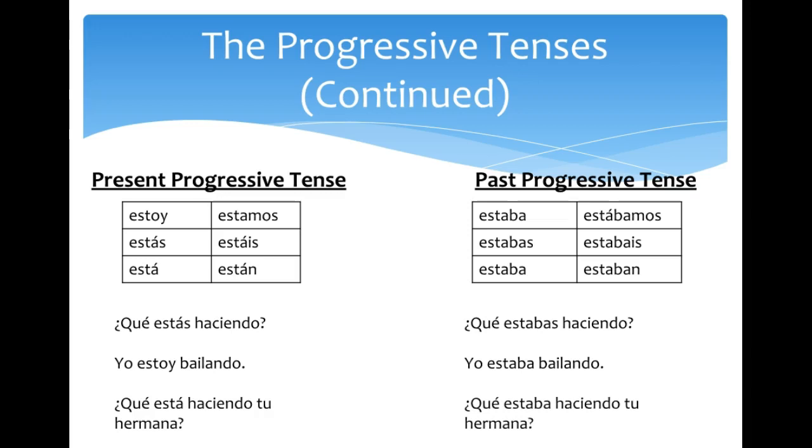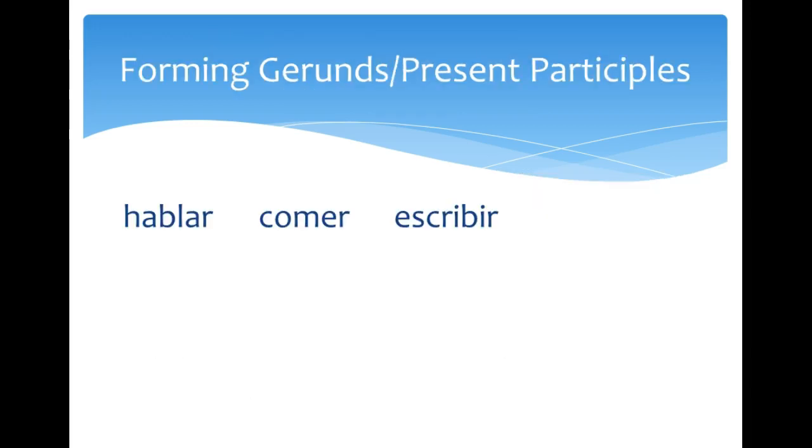Okay, so these should look somewhat familiar to you. You've been exposed to them. You've just never really learned how to master them. So that's what we're going to work on today. In order to form a gerund or a present participle, it's super easy. You just have to take the infinitive ending off, meaning the -ar, -er, or -ir verb ending, and then you replace it with your new gerund or present participle ending. If it's an -ar verb, that ending would be -ando. If it's an -er or -ir verb, the ending is -iendo. And that's all there is to it.